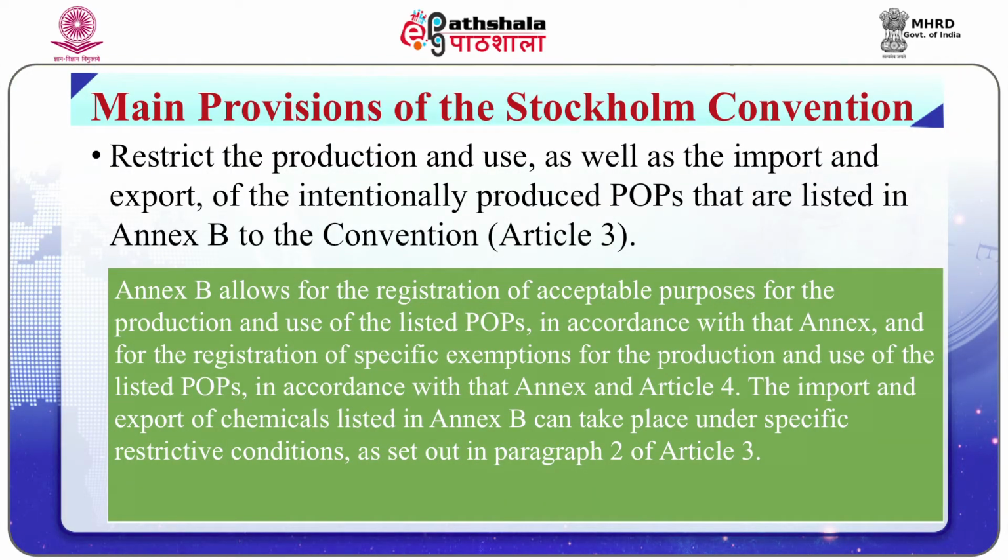Restrict the production and use, as well as the import and export, of the intentionally produced POPs that are listed in Annex B to the Convention, Article 3. Annex B allows for the registration of acceptable purposes for the production and use of the listed POPs in accordance with that annex, and for the registration of a specific exemption for the production and use of the listed POPs in accordance with that annex and Article 4.